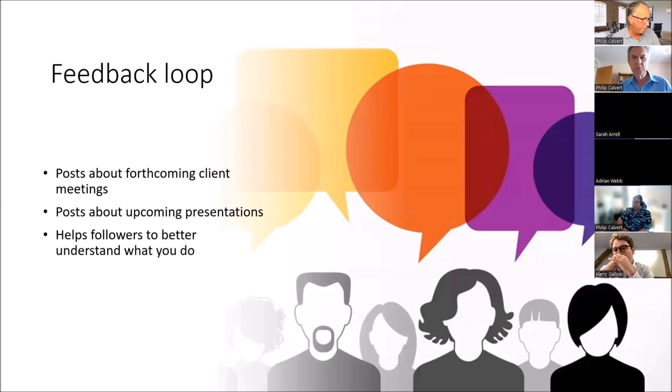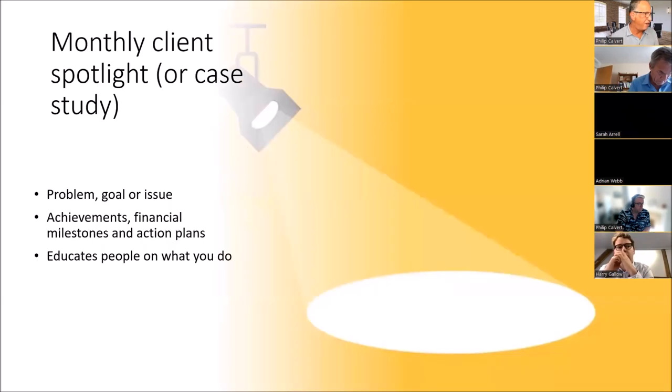Feedback loop. Here's an interesting thing that I see some financial advisors doing, where you put on LinkedIn posts about forthcoming client meetings. Now, clearly, you're not going to give the client's name and location and personal details. And posts about upcoming presentations. In other words, things that you're going to be doing. Post about them on LinkedIn, and that helps your followers to get a better understanding of what you do in your day-to-day work and your day-to-day world. But what you might also want to do is ask for advice. You know what you're going to do, but asking for advice is very, very powerful. So think about that on posts about what you're going to do, as well as things that you are doing and things that you have done.